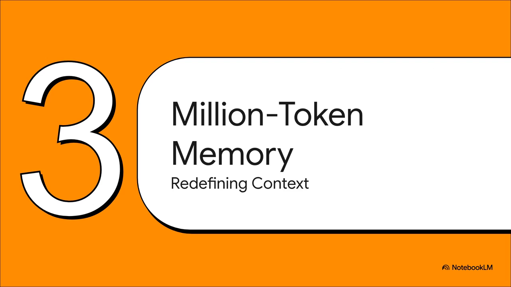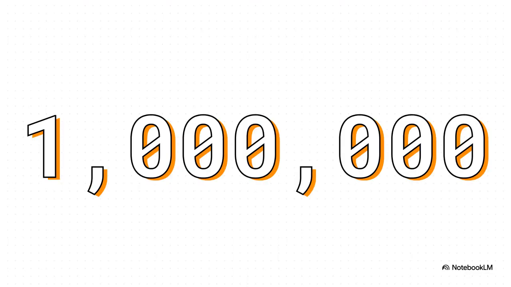Section 3. The million token memory. Redefining the context window. Now we get to the feature that is an absolute game changer, the context window. Think of this as the short-term working memory of the AI. If there's one thing that defines Gemini's power, it's this.